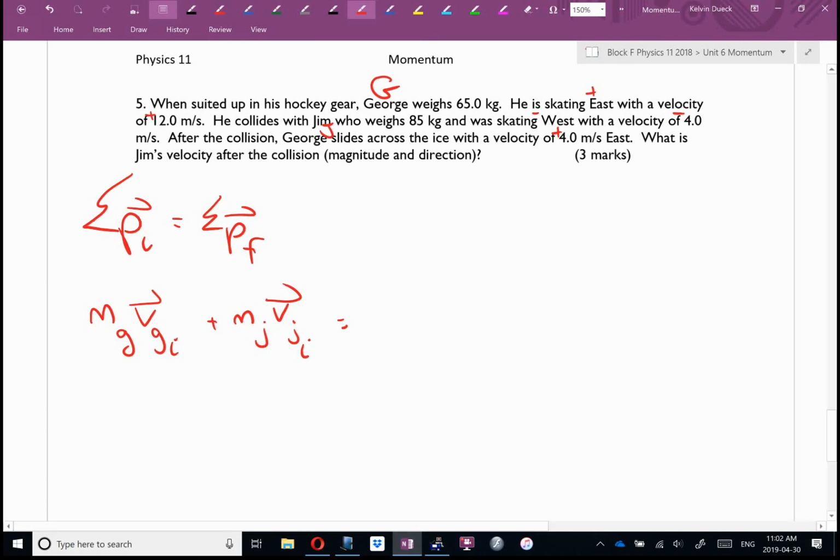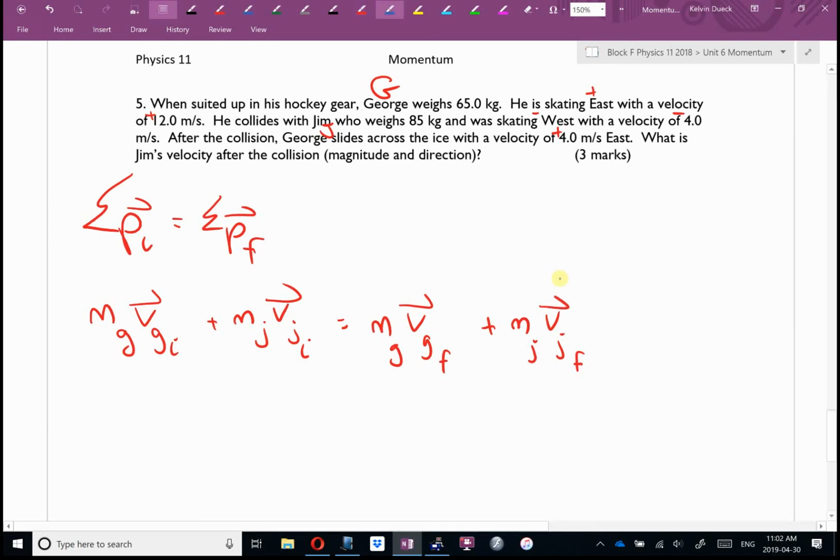By the way, is this collision elastic or inelastic? Elastic? Oh, rubber band, bounced apart. Yeah, they bounced apart. Okay. As opposed to inelastic, which is not bouncing apart, sticking together. So it's going to be mass George V George final plus mass Jim V Jim final.